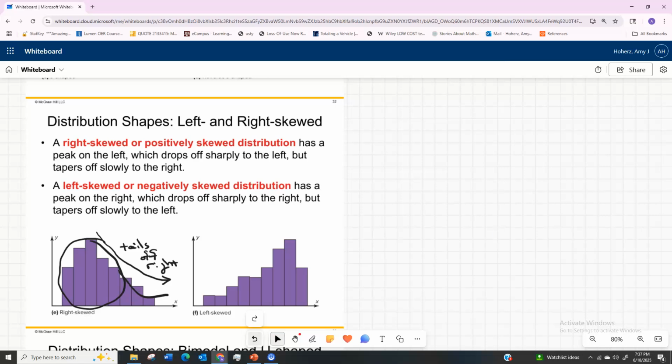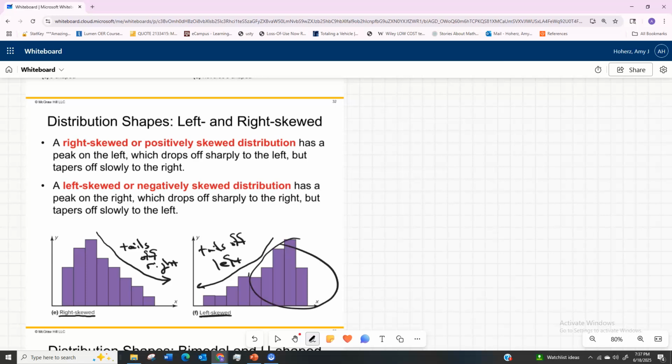Okay, let me get rid of that ugly picture I just drew. All right. But because it tails off to the right, we call that right skewed. And because this tails off to the left, we call that left skewed. Again, think of this as the body of some animal, and then this is their tail.